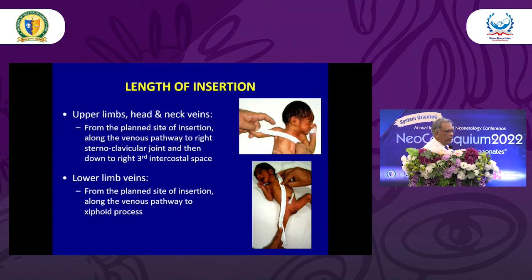That's the length of, generally in the upper limb, it comes out to be about 9, 10, 11, 12 centimeter like that. And in that case, we will try to use a long line, which is about 15 centimeter long. If we use a lower limb, then from the planned site of insertion, whether it's near the knee or the ankle, along the venous pathway to the xiphoid process. And this is done before the baby is being cleaned for insertion.